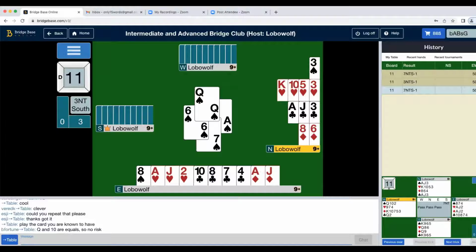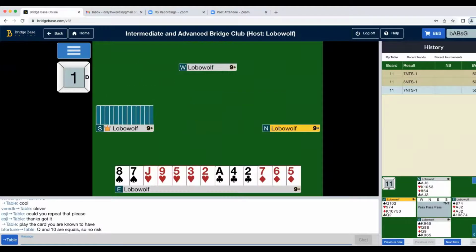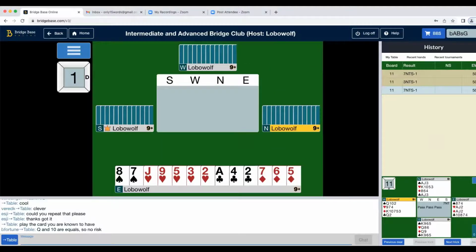So here, we just have East on view, right? Yeah, the queen and 10 are equals once the jack is gone. Yep.